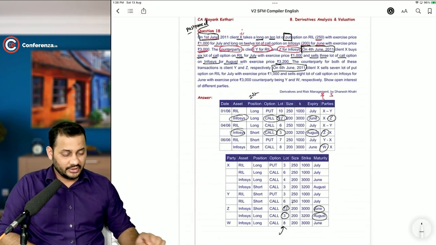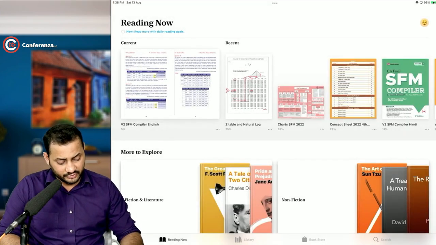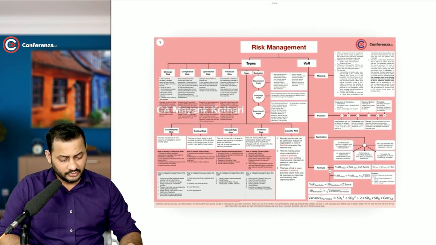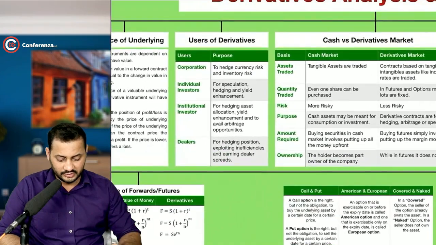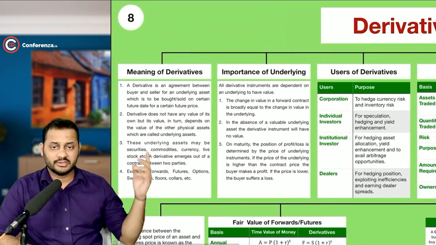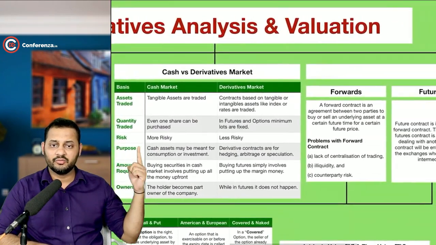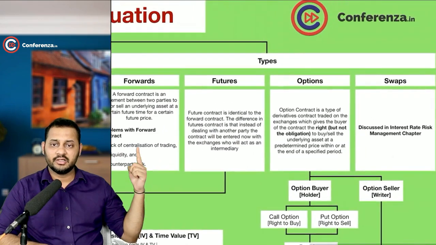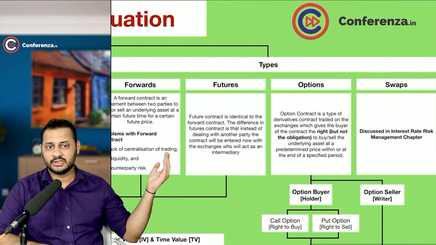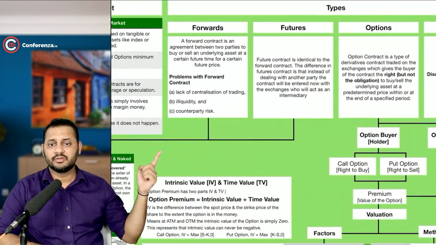Question number 18 is over, and with this we are done with the derivatives chapter. You can see that we have covered most of it from the chart as well. A lot of the part is covered under the formulas and the theory. So what is the meaning of derivative? What is the importance of derivative? Who are the users of the derivative? What is the difference between the cash market and the derivatives market? Then there are the types of derivatives: forward, futures, options, and swaps. Swaps will be discussed later in the interest rate risk management chapter. We discussed first the forward and futures.